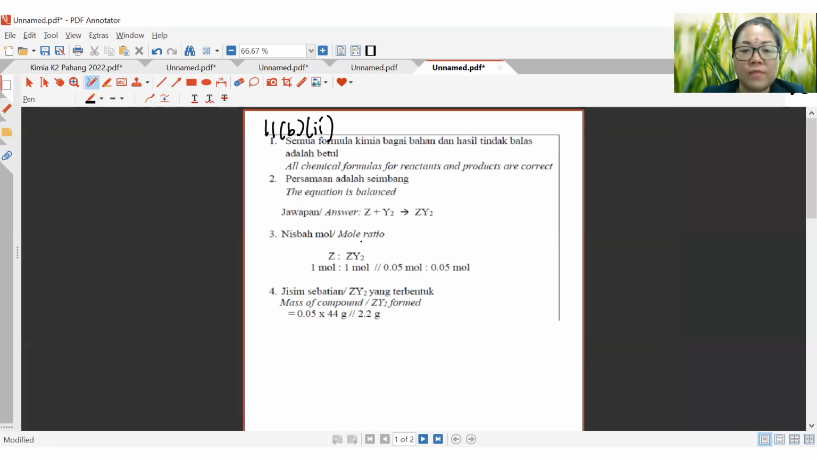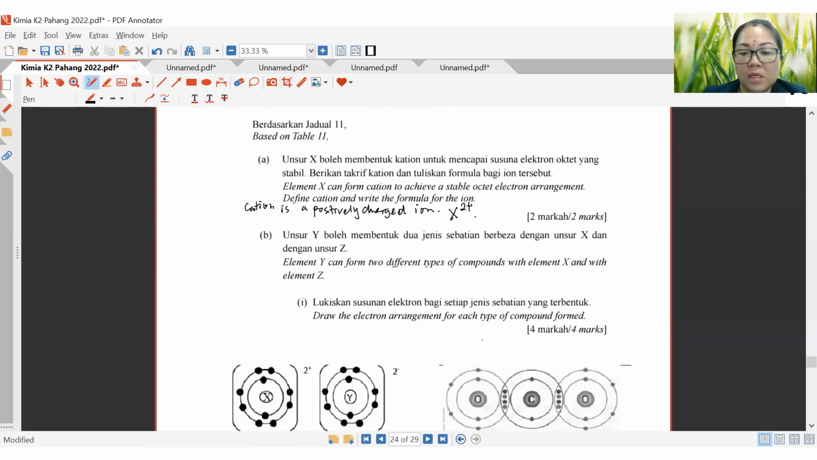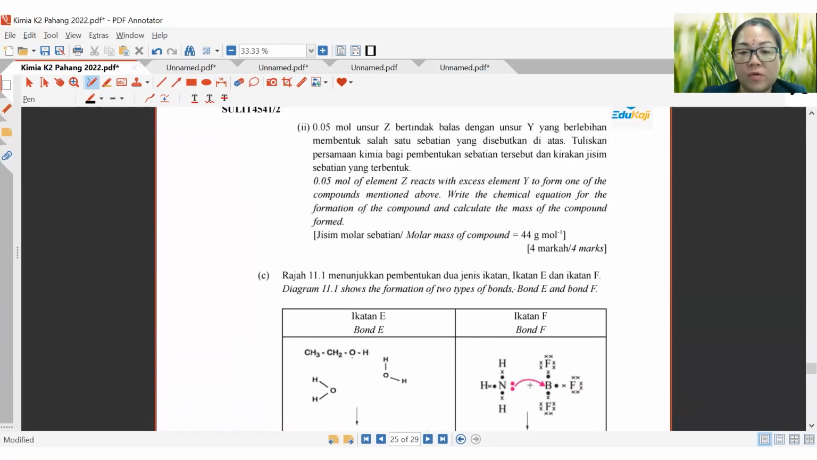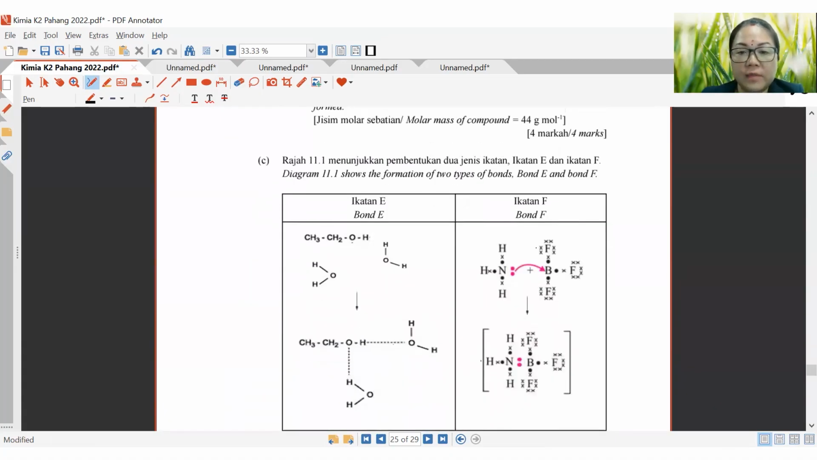Now, and then you have to make sure you have a mole ratio. We know that 1 mole of Z produces 1 mole of ZY2. So if it is 0.05 mole, this is also 0.05 mole. So the mass of compound ZY2 formed will be 0.05 multiplied by 44 grams, which is 2.2 grams. It's all stated in the question here, given already. Your molar mass of compound is already given, which is 44 grams per mole.